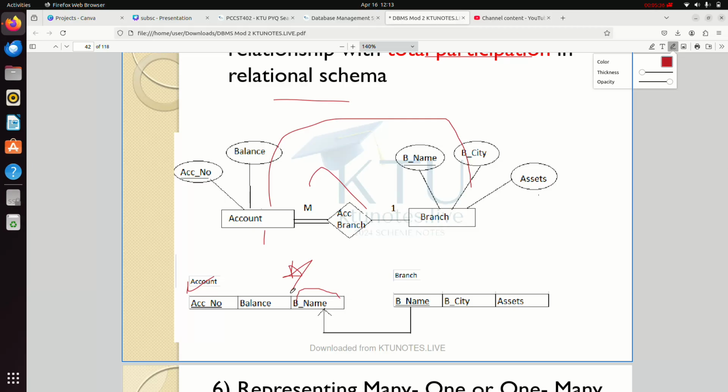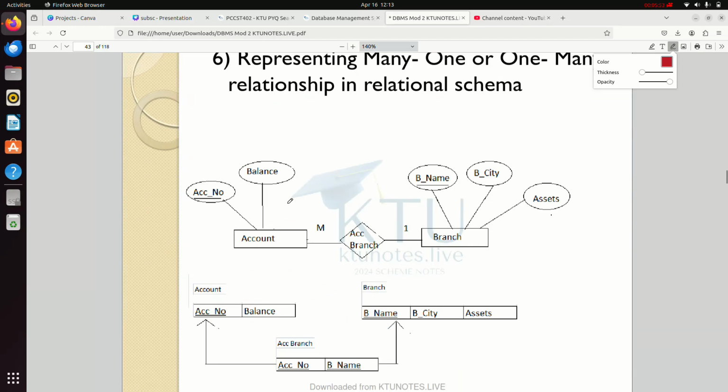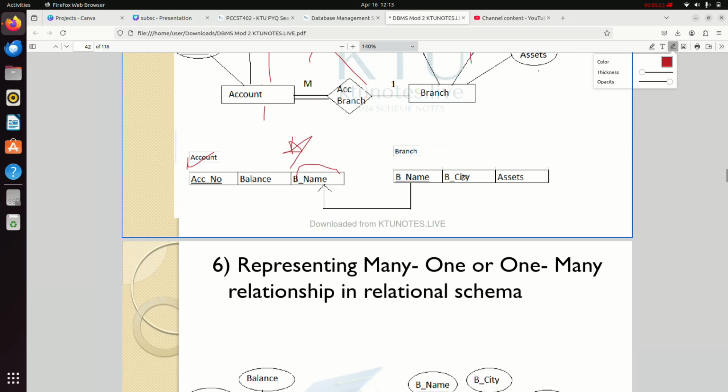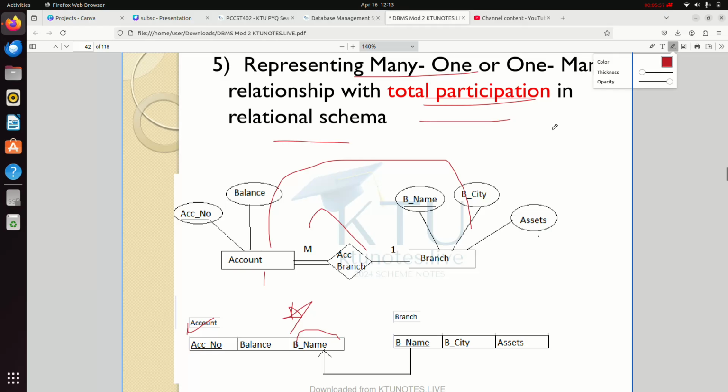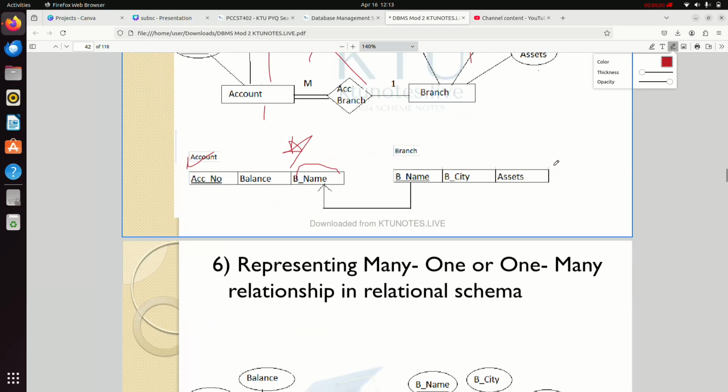See, account is totally participated in this relation account branch. That means every account has a branch. So you can give the branch name of each of the accounts, right? So for the one that has total participation, the other entity type's primary key should be there in that schema. Understood? So this is the total participation concept. That is a very important concept that you have to understand.